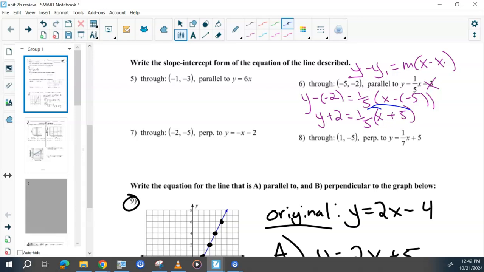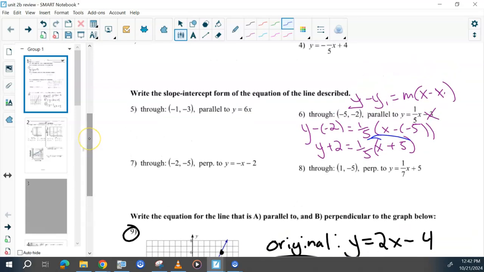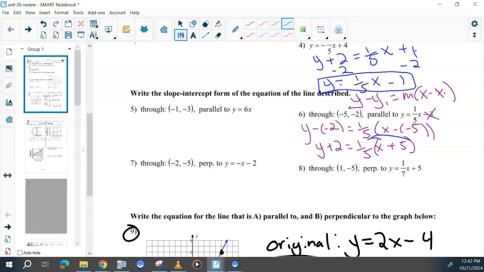So this would be, I'm going to write this above: y plus 2 equals 1/5 x plus 1. The 5s would cancel. And subtract 2 on both sides. So that final answer is y equals 1/5 x minus 1. This would be parallel to the original because they have the same slope but a different y-intercept.